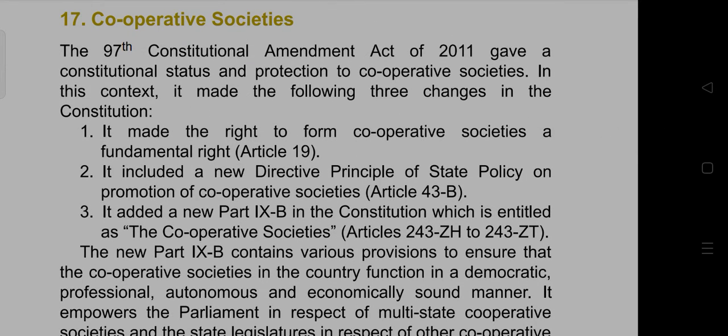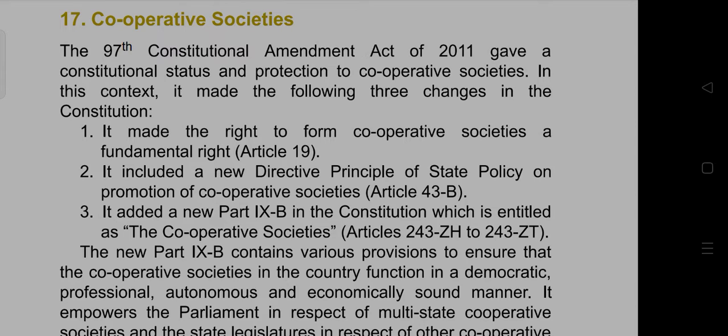17. Cooperative societies. The 97th Constitutional Amendment Act of 2011 gave constitutional status and protection to the cooperative societies. In this context, it made the following three changes in the Constitution.